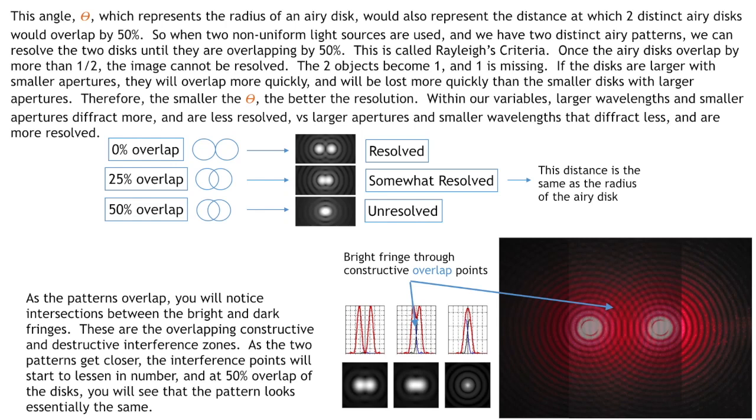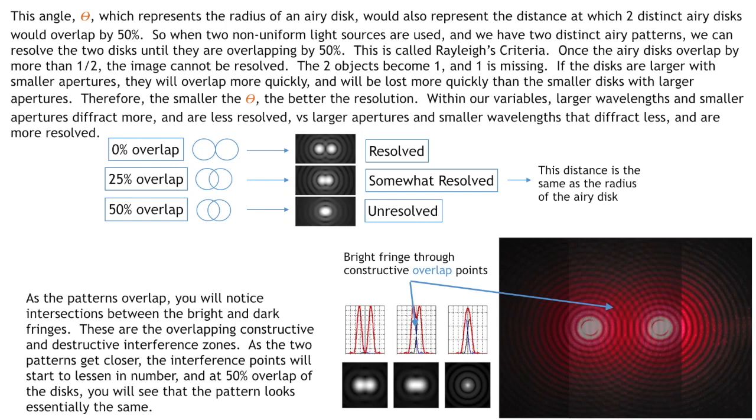If the disks are larger with smaller apertures, they will overlap more quickly and will be lost more quickly than the smaller disks with larger apertures. Therefore, the smaller the angle, or the smaller theta, the better the resolution. You can pinpoint them as two distinct units for longer. So within our variables, larger wavelengths and smaller apertures diffract more and are less resolved, versus larger apertures and smaller wavelengths that diffract less and are more resolved.